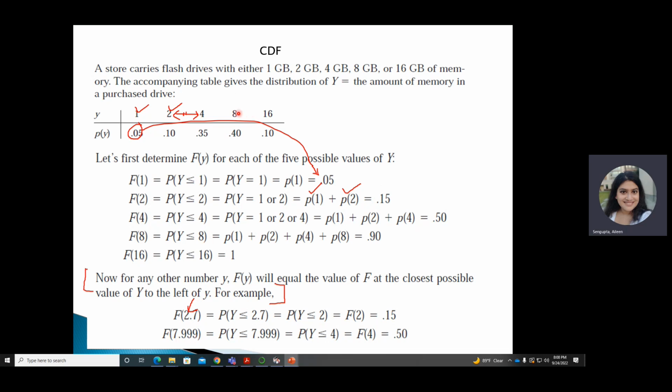7.999 is very close to 8, right? But again, you have to approximate it to something left of that value. That is why we have taken P of y less than or equal to 4. That is why F of 4. So F of 4 we have already found out here is 0.50, and you just put the value in. Remember, if there is a number within that specific range which is not defined there, you have to take the left of that. That's the basic idea.